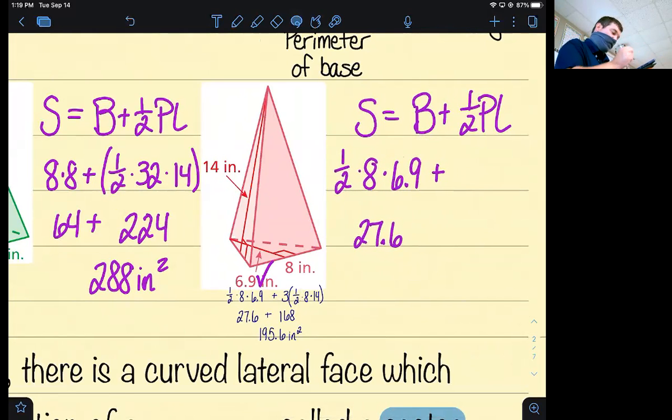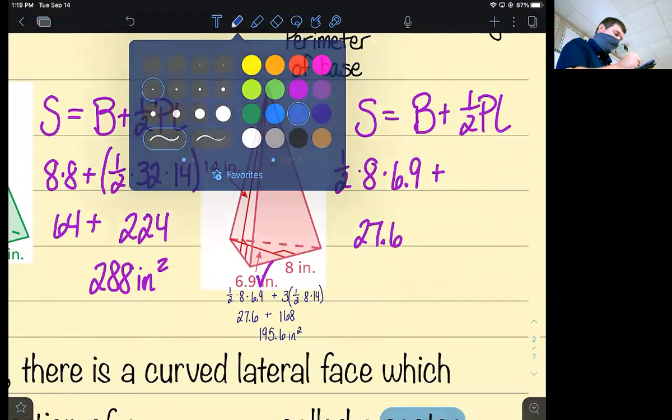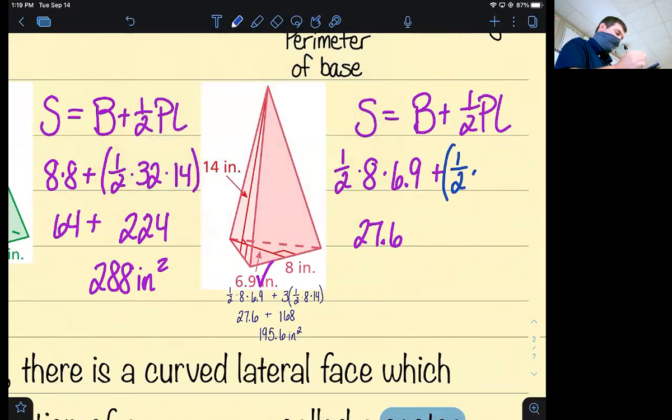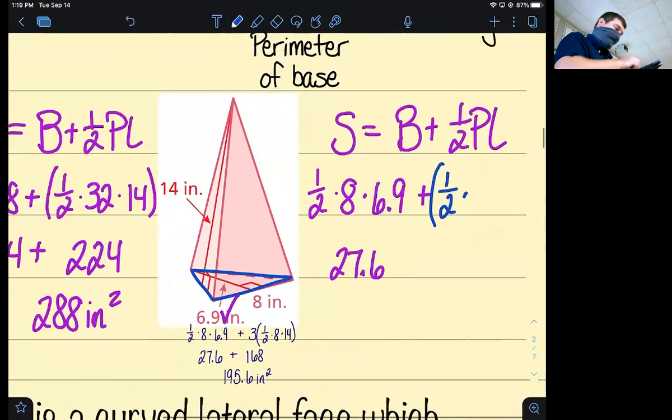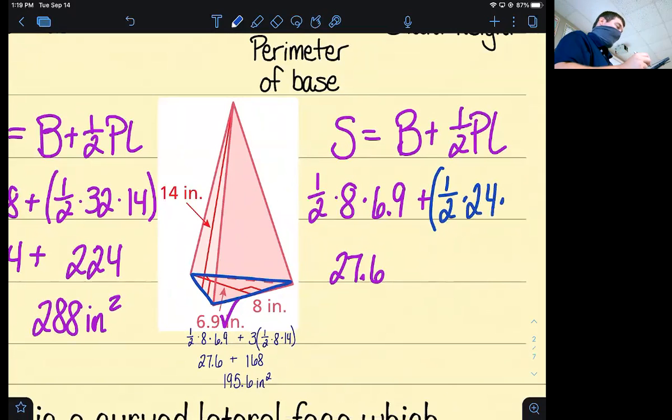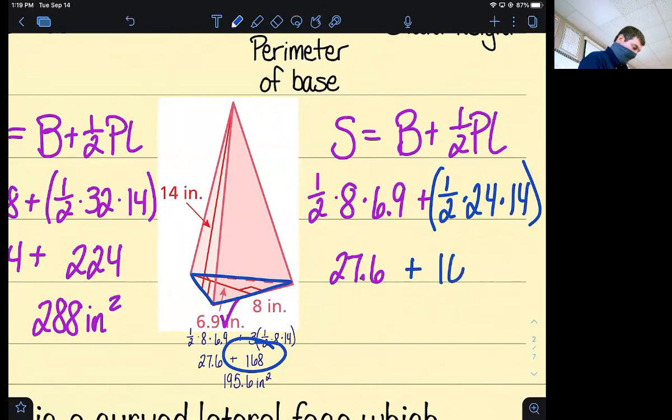Plus, scoot you over a little bit, 1/2 times the perimeter. Now it's an equilateral triangle. So Emerson, if it's an equilateral triangle and one side of it's 8, all of them are going to be 8. So what's the perimeter? 8, 8, and 8 makes 24. That's right. So 24 is my perimeter. The L is my slant height of 14. And last time we did that, we got 168. Let's see if we get 168. Half of 24. What's half of 24? 12. 12 times 14 is 168. Awesome. That's going to give us a grand total of 195.6 because that's what we got last time.